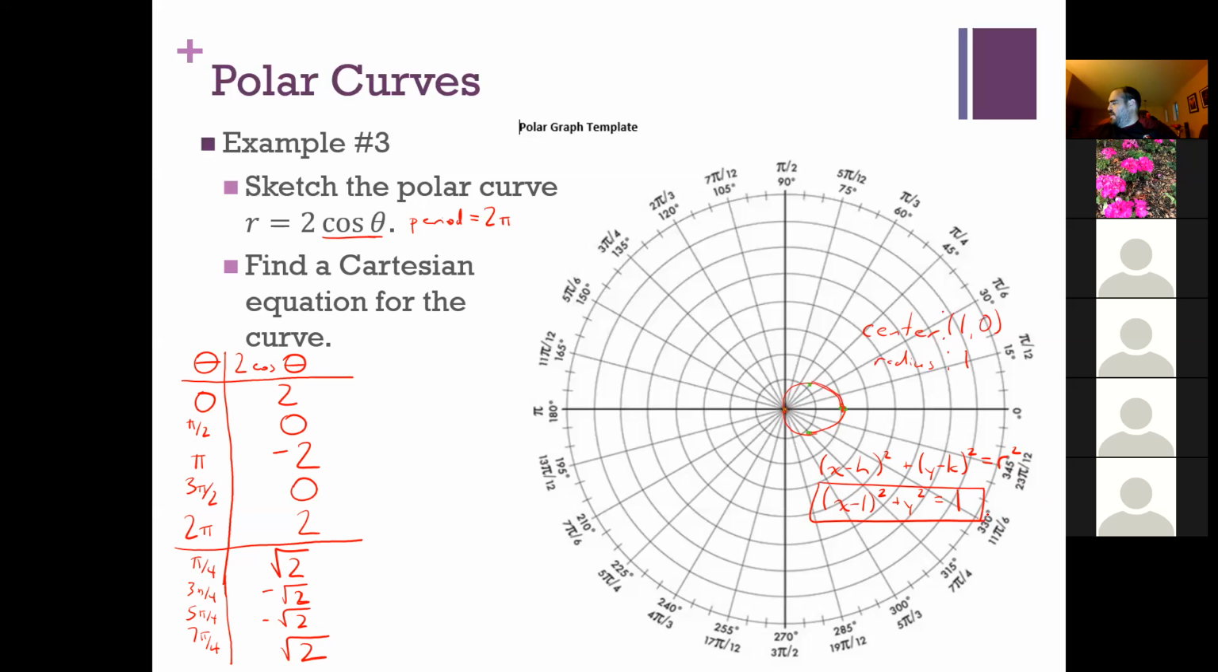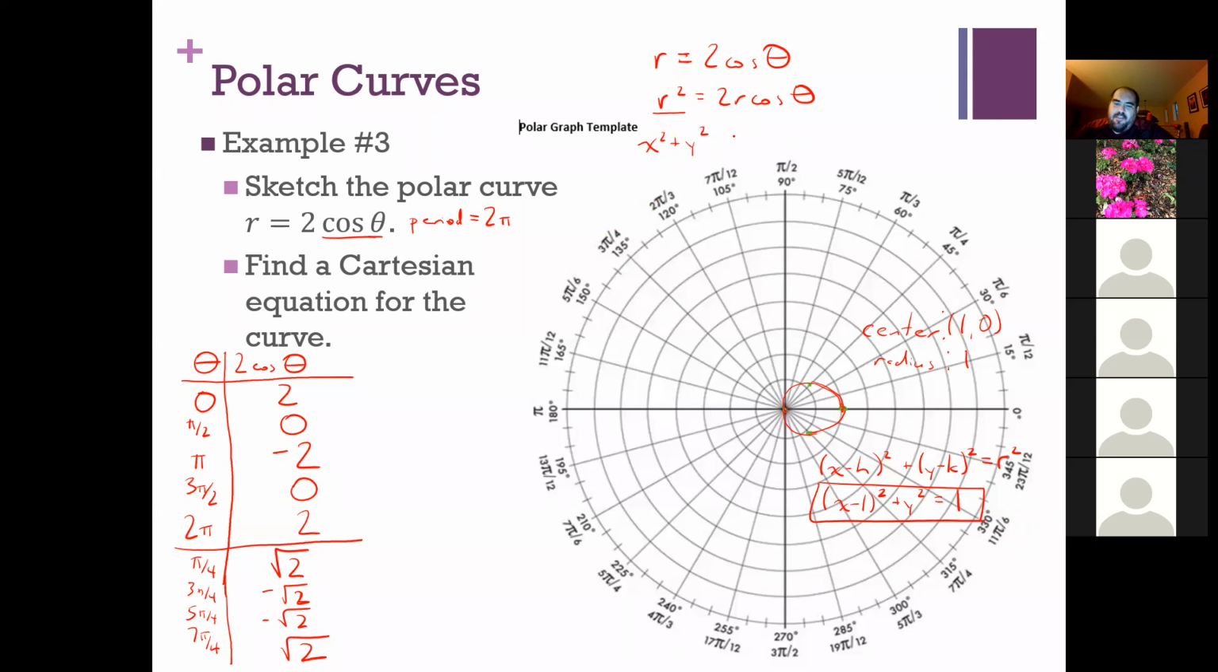Let's go ahead and confirm it using a second approach. I know that r equals 2 cosine theta. I would really like to get this into a form where I can convert it into Cartesian using those relationships that I know about. So I'm going to multiply both sides by r. So I get r squared equals 2r cosine theta. How can I re-express r squared? X squared plus y squared. Yep.